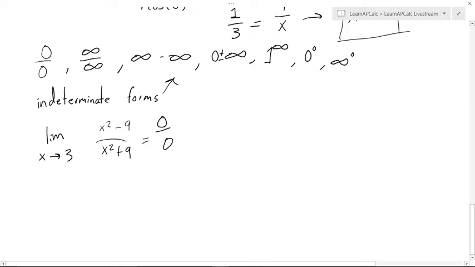So let's try to conjugate it. Limit as x goes to 3. Now, we always conjugate the thing with the minus sign. So here, x squared minus 9, we'll use that as our conjugate. Our conjugate is our first term, and then the opposite of our second term, which here is negative 9, the opposite being 9.